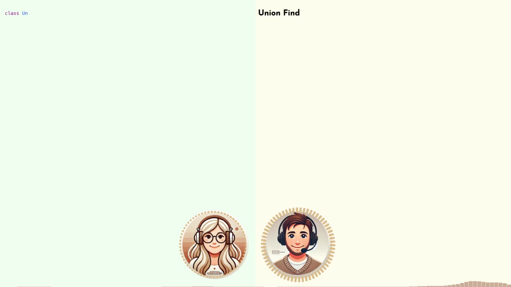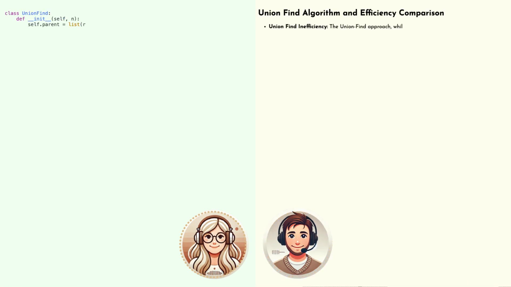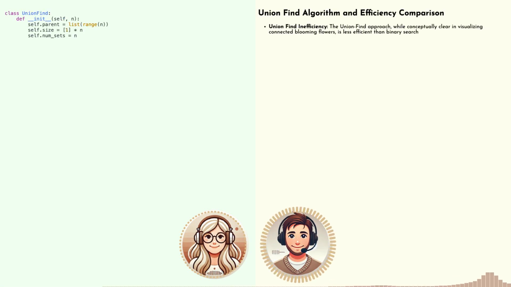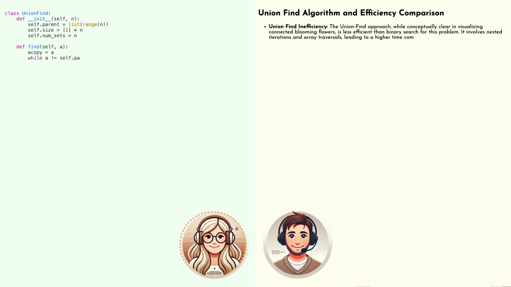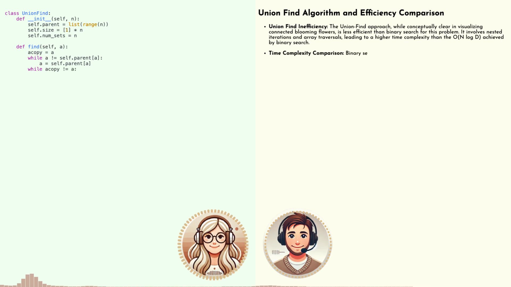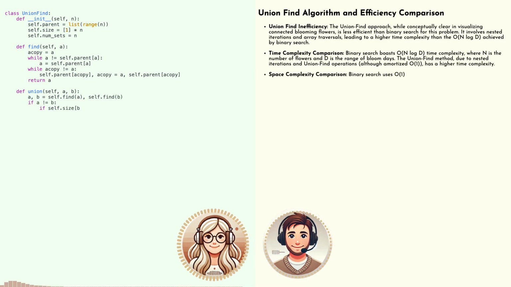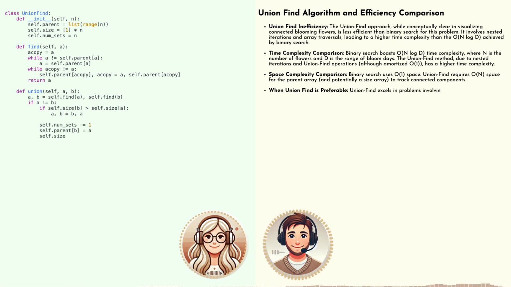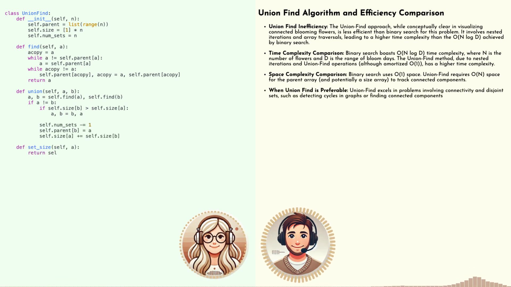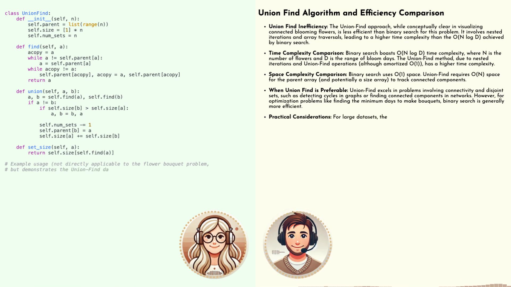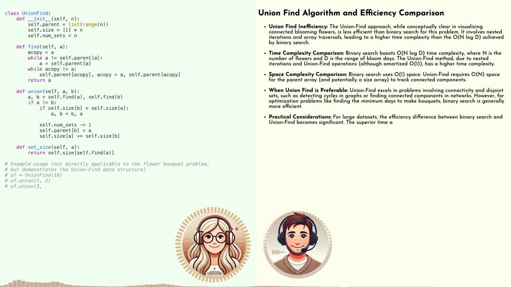Okay, I'm picturing these little connected groups of flowers. But how does that help us figure out the minimum number of days to make all the bouquets? Good question. So for any given day, we can use Union Find to group all the adjacent blooming flowers into these communities. And each community basically represents a potential bouquet. Ah, I see. So the goal is to find the earliest day where we have at least M of these distinct flower communities. You got it. That means we've got enough groups of adjacent blooms to make all our bouquets.